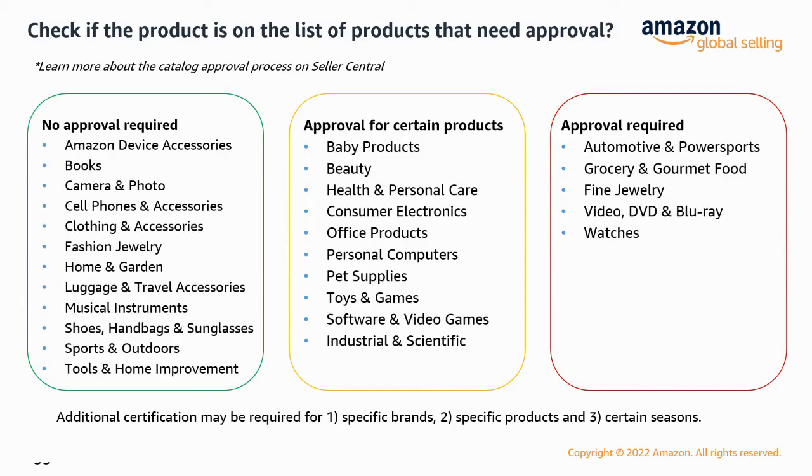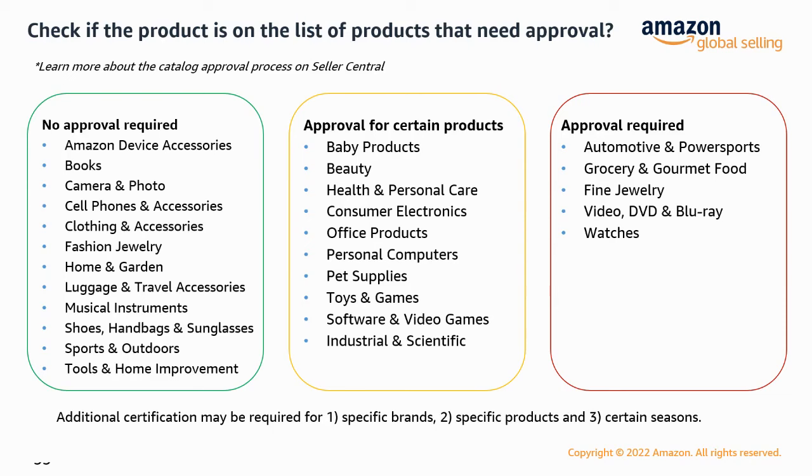Okay, this is about the product listing. Over here, no approval required. These are the typical items that you don't need any approval for. The second one is approval required for certain products, like baby products, beauty, healthcare, and toys. For the middle column, you need to get specific US regulatory approval, something like FDA for food and drug. For children's toys, I think it's CPC, some sort of certification.